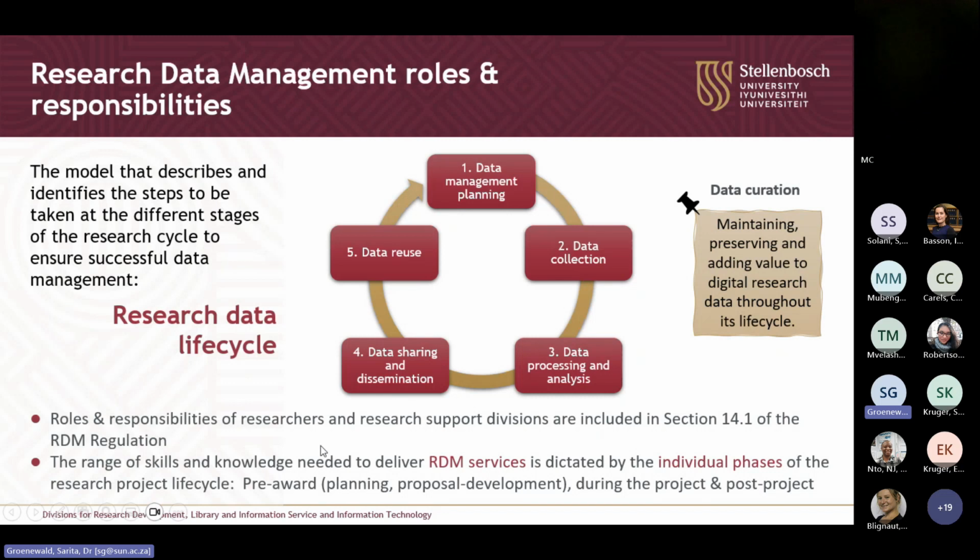The roles and responsibilities of researchers and research support divisions are included in section 14.1 of the regulation. And the range of skills and knowledge needed to deliver the research data management services is dictated by the individual phases of the research project lifecycle that we divide into 3 sections for the purpose of this presentation. So we've got a pre-award stage or phase. That will be the planning of the project and proposal development, and then during the project, the execution of the project plan, and then the third phase will be post-project after the project has been finalized.